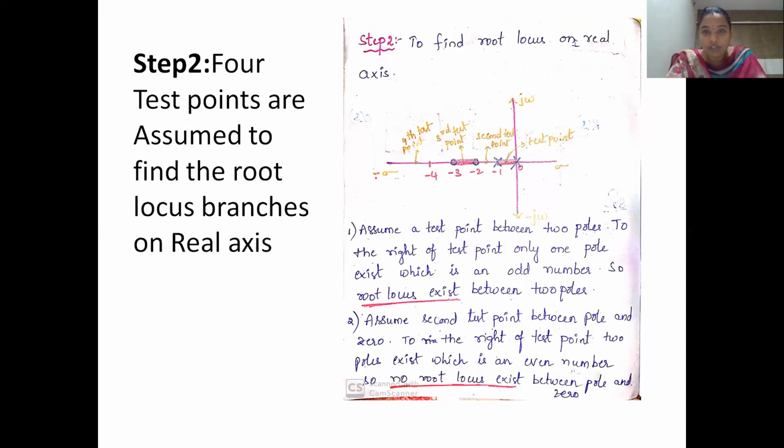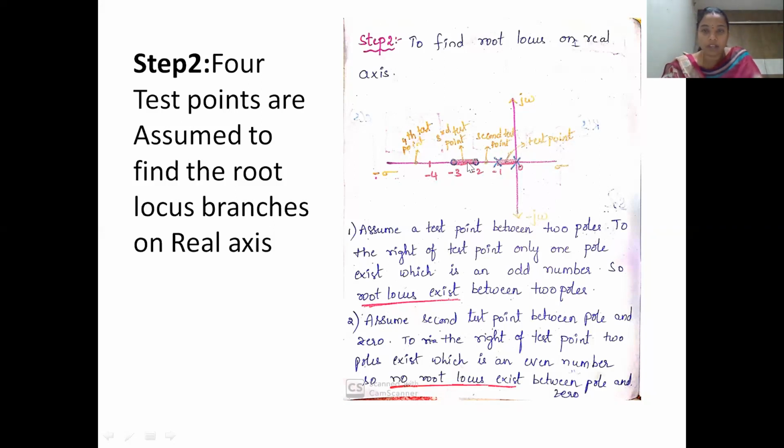Okay. Let us shift to the third test point. I took the third test point between these two zeros. Either here or here or here, any point you can take between these two zeros. I took here, which is the third test point. After taking the third test point, you count how many zeros and poles are to the right of this test point. 1, 2, 3. This is an odd number. Since I have an odd number here, a root locus branch will exist between these two zeros also. That is the point.